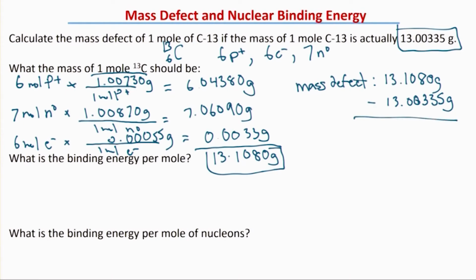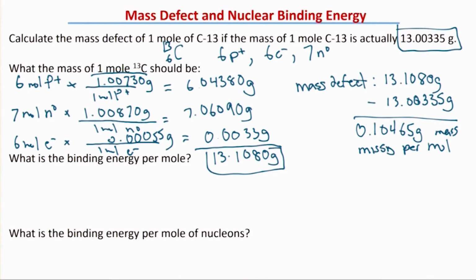And I got a difference of 0.10465 grams, and this is the mass missing per mole of carbon-13. All right, so we need that mass defect to now plug in to say, if this mass is now converted to energy, how much energy is holding this nucleus together? And the higher that binding energy, or the energy holding the nucleus together, the more stable it is.